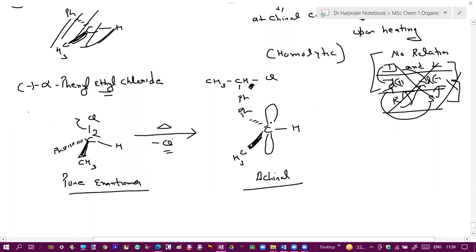It will be achiral, and what will the geometry be? Planar. So this free radical which is formed over here is achiral and has a planar geometry. Now this chlorine radical can again react with this achiral carbon free radical in two ways. What are those two ways?